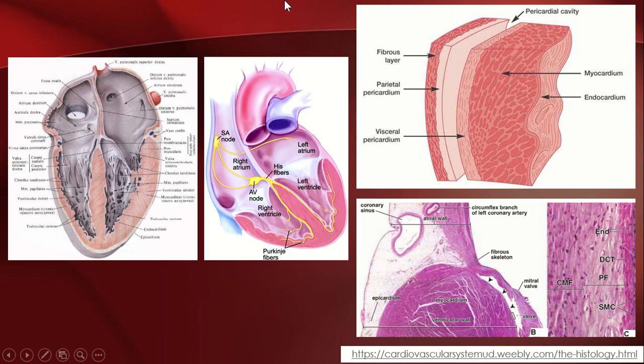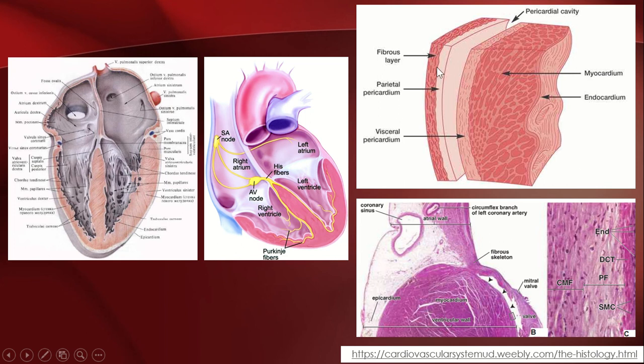First, let us remember the anatomy of the heart. As you know, the human heart has 4 chambers, 2 atria and 2 ventricles. Here you see the left side of the heart and the right side, and between the atria and the ventricles are the valves, and between the atria and between the ventricles is the septum, the interventricular septum and interatrial septum.